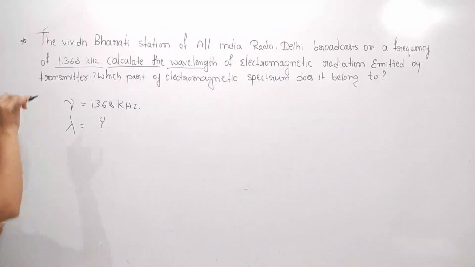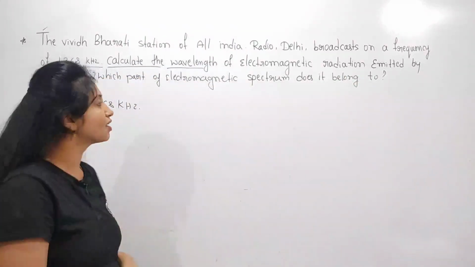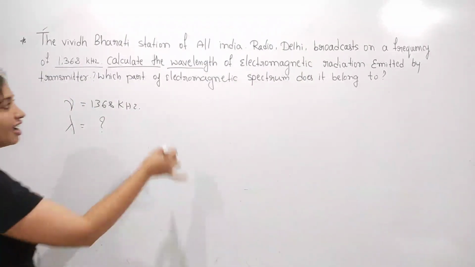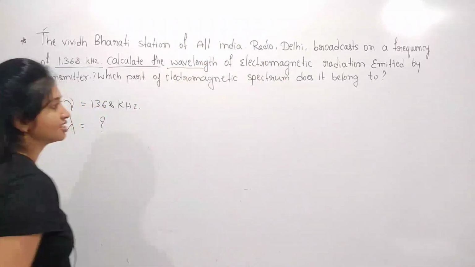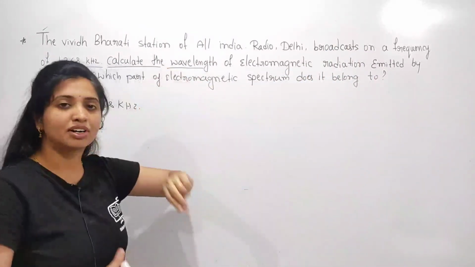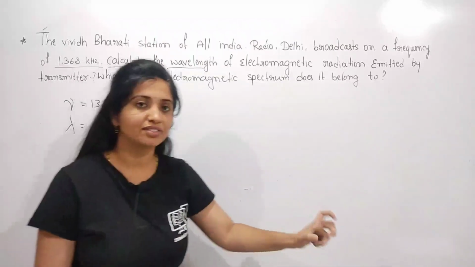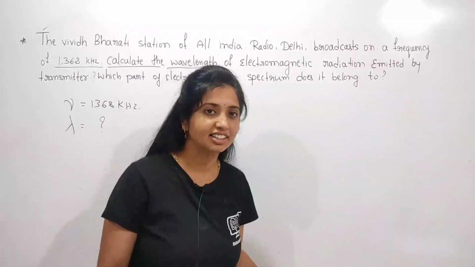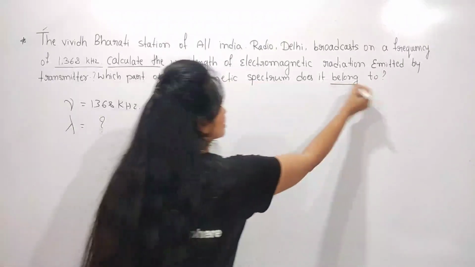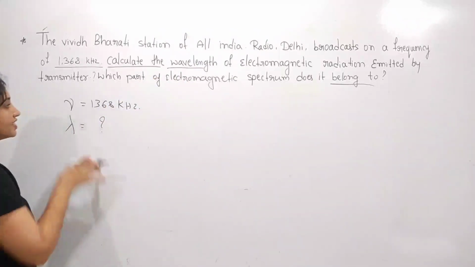And next, what is the sub-question? Which part of the electromagnetic spectrum does it belong to? On the basis of their wavelength or frequency, we can say which type of electromagnetic spectrum this is. Does it belong to gamma rays, X-rays, the visible region, radio waves, or microwaves? Different kinds of regions are there in the electromagnetic spectrum, and they ask in which part these waves belong. We will see this part later. First we see this first one.